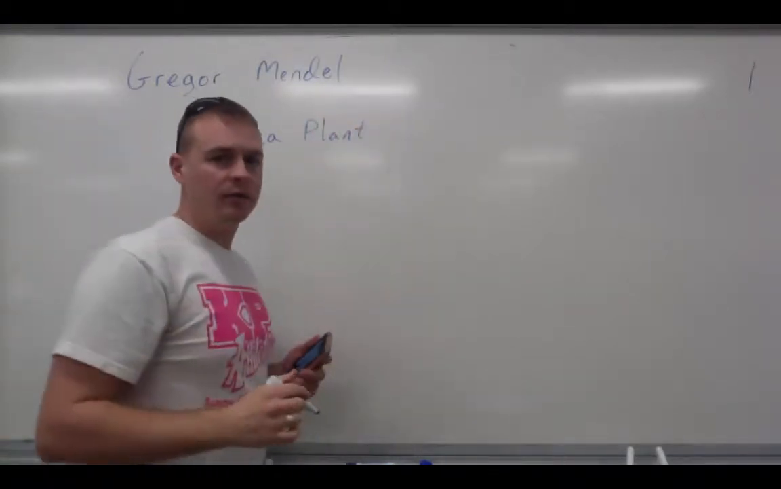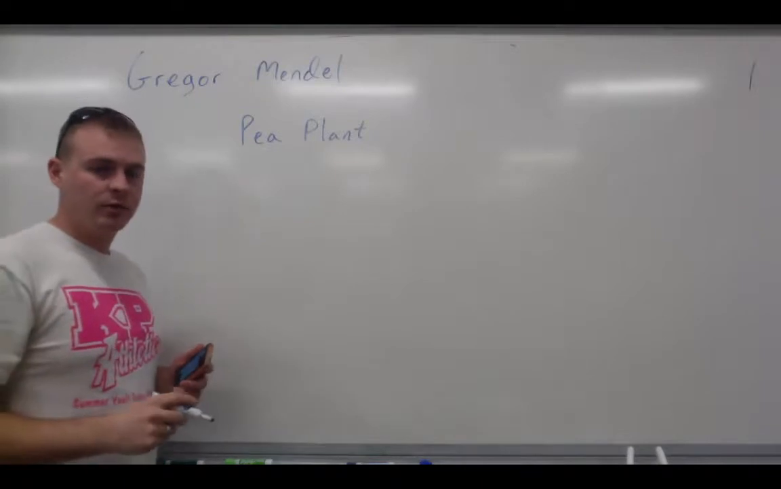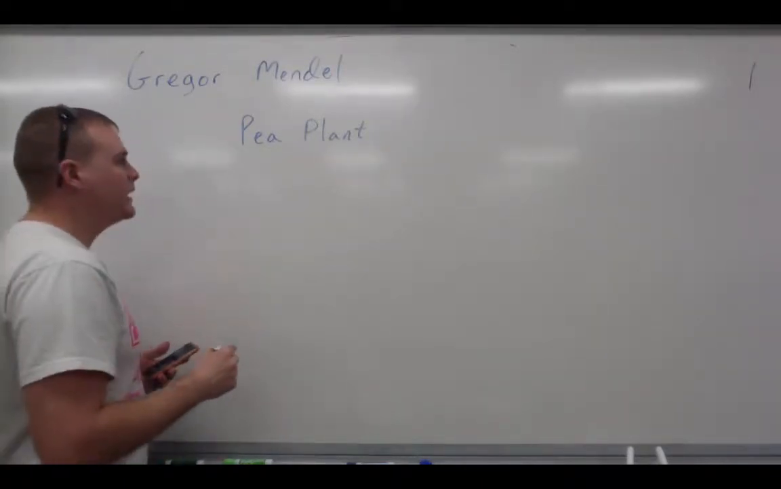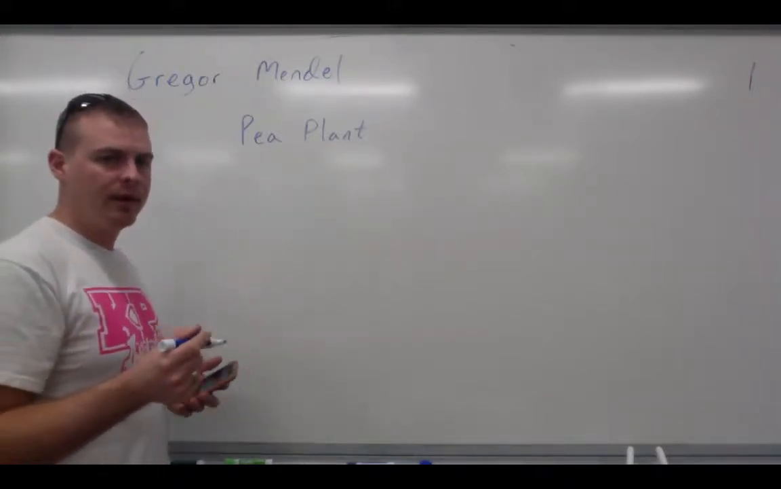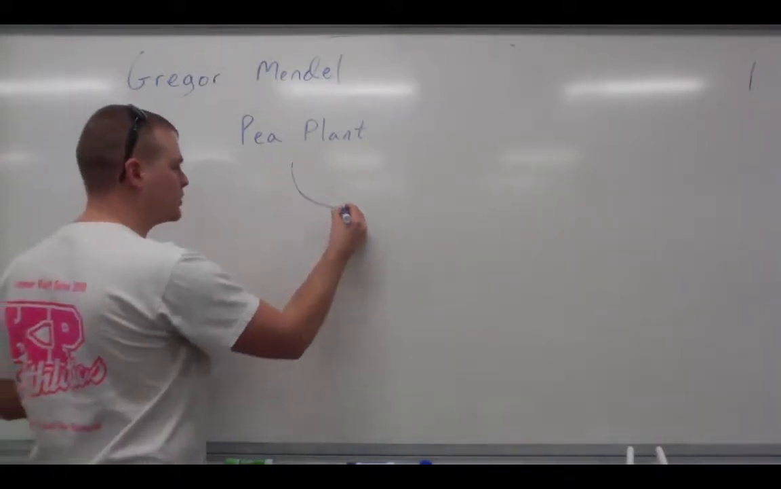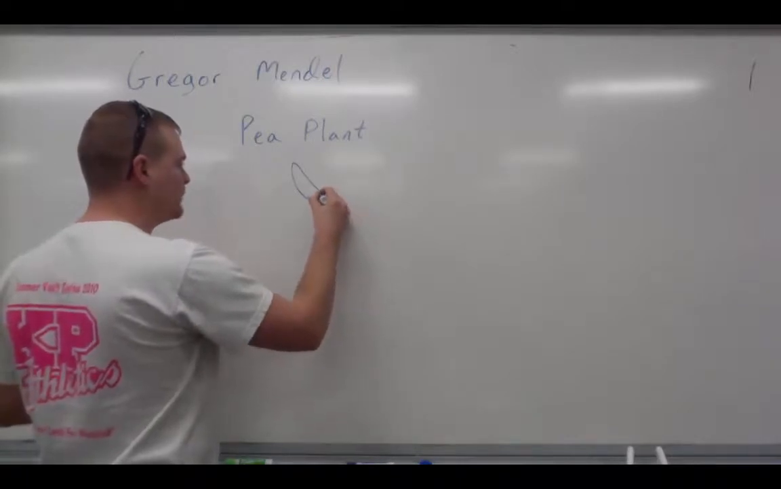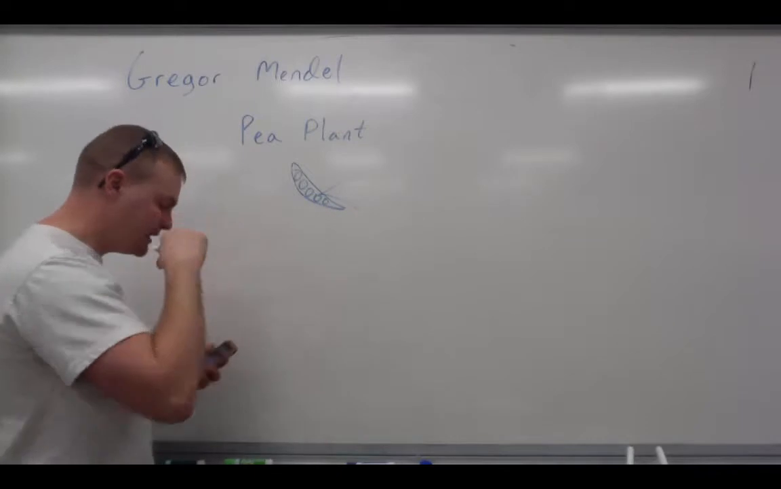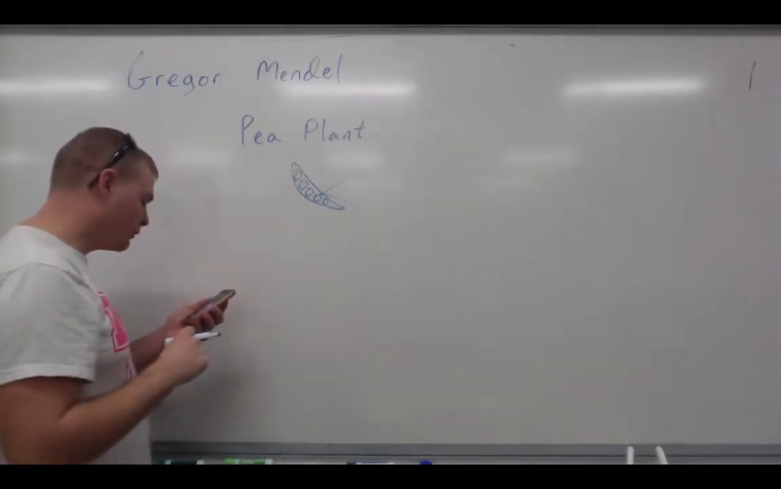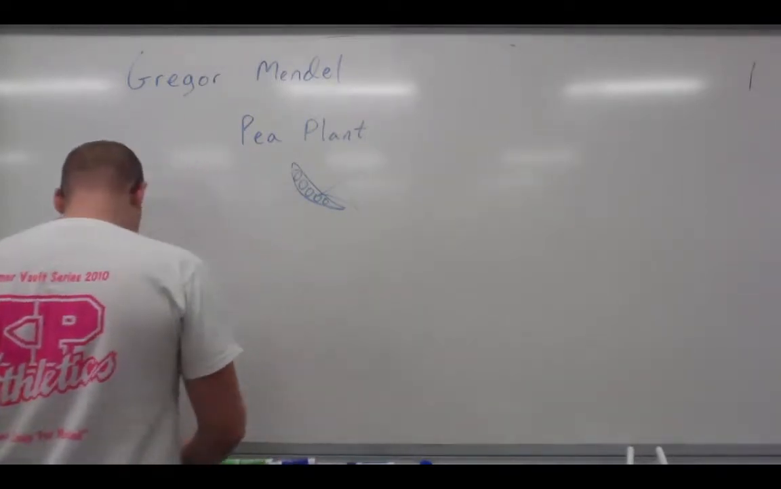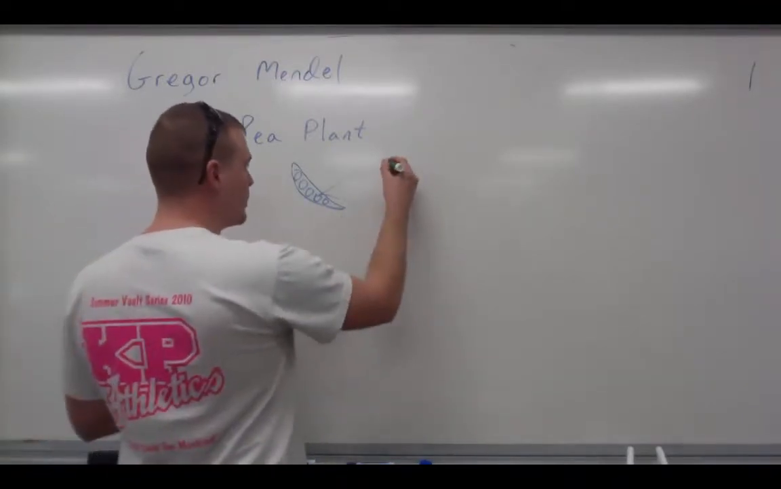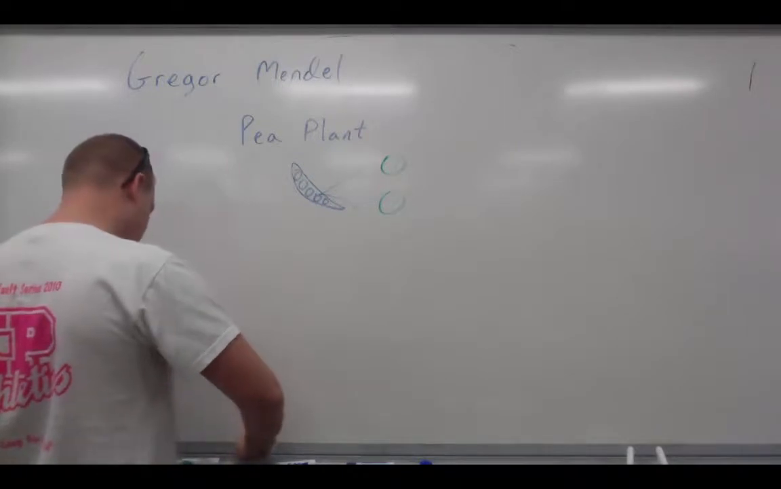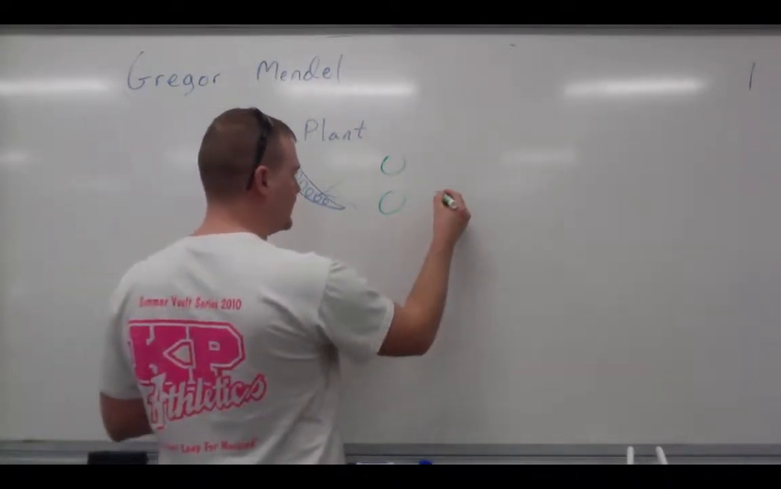Kind of a pretty little flower. You may actually grow these in your gardens. A little sweet pea plant, has a nice purplish flower. And he was noticing that some of the pea plant pods, so a pod is a little capsule, it's got some peas in it. He was noticing that some of these peas were green, some of them were yellow, some of them were wrinkled.